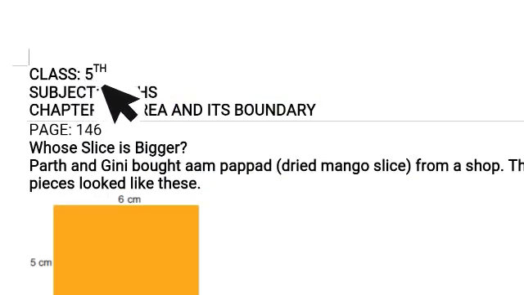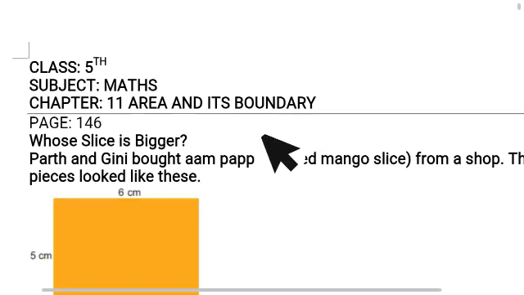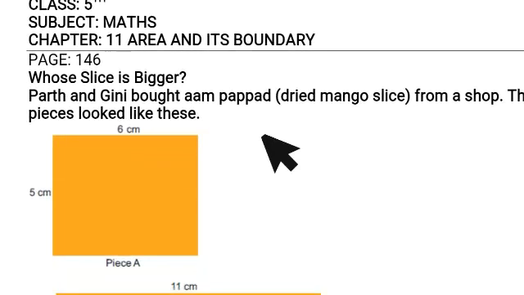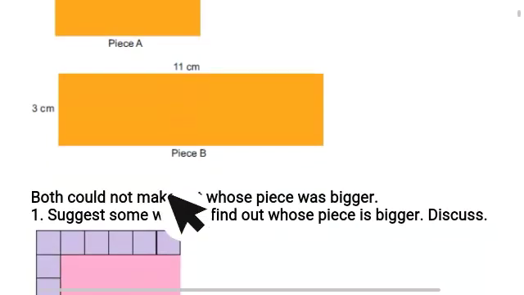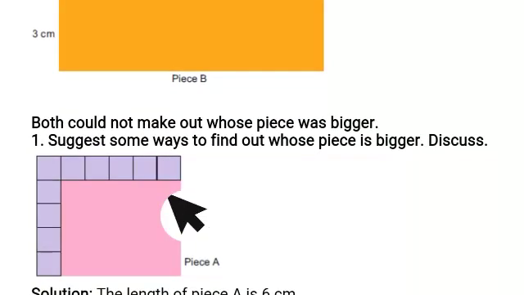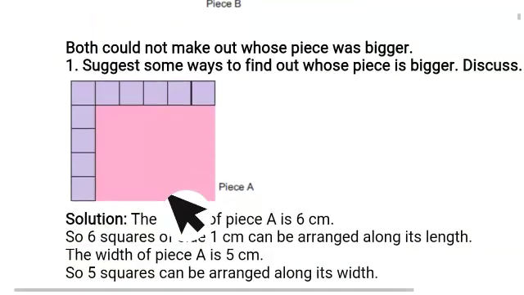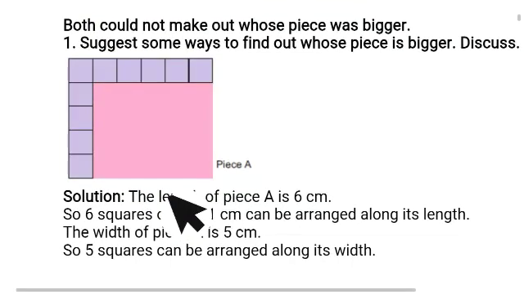Welcome to 5th standard mathematics class. We were studying chapter number 11, and the name of the chapter is Area and its Boundaries. This is the second period of this class. In the previous class we studied a few questions of this chapter. Let me give you some introduction. We were studying about the perimeter and area.